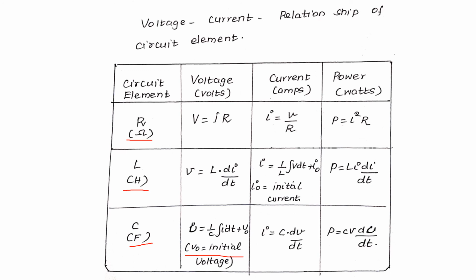Current in amperes: I is equal to V by R. In the inductor, I is equal to 1 by L into integral V dt plus I naught, where I naught is the initial current. Then for the capacitor, I is equal to C into dV by dt. Power in watts: P is equal to I square R. For the inductor, P is equal to L into I into di by dt. And for a capacitor, C into V into dV by dt.